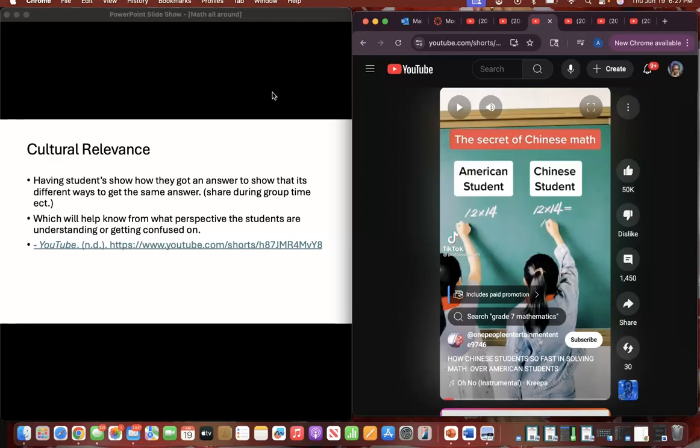Cultural relevance. Having students show how they got an answer to show that there are different ways to get the same answer. We can share during group time, etc., which will help know from what perspective the students are understanding or getting confused. This is an example from an American student and a Chinese student working out the same math equation.